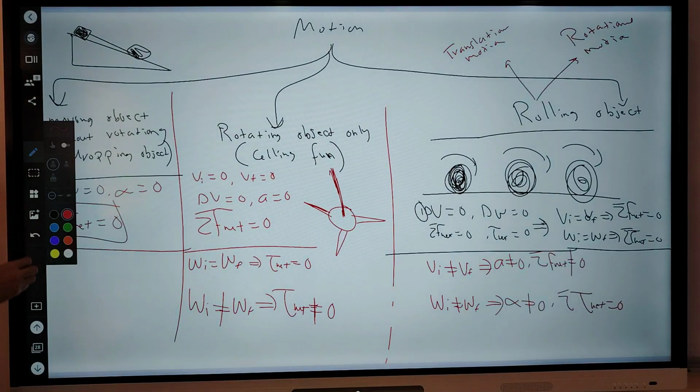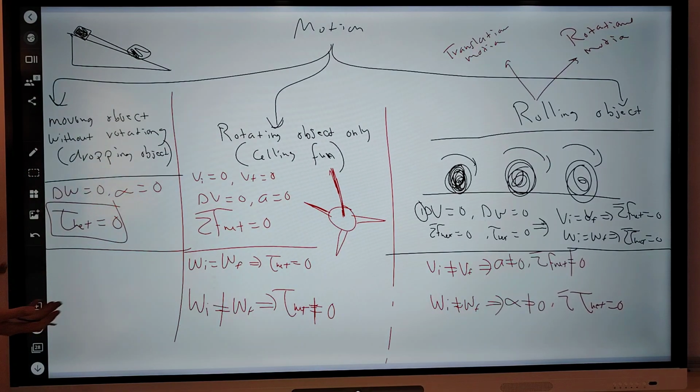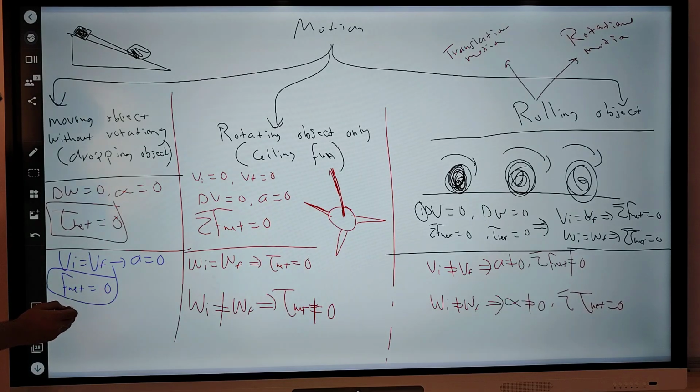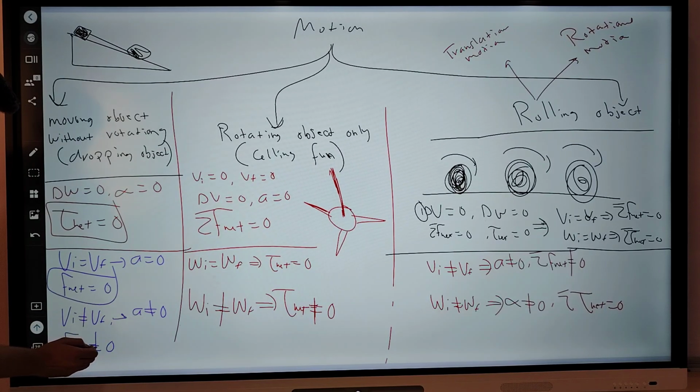But if the object is moving with changing speed, such as a dropping ball, we cannot say this object has translational equilibrium. But if the object is moving with a constant velocity, V initial is equal to V final, in that case acceleration 0, net force 0, translational equilibrium. But if V initial is not equal to V final, acceleration is not equal to 0, net force is not equal to 0.